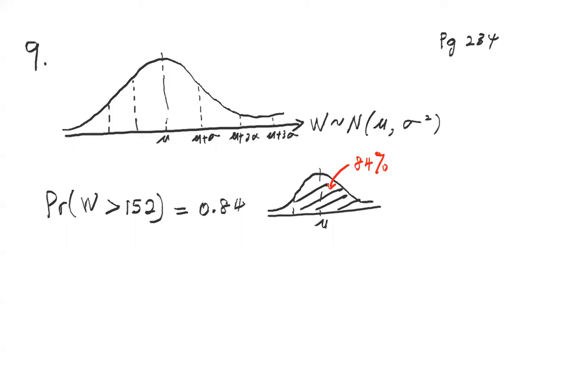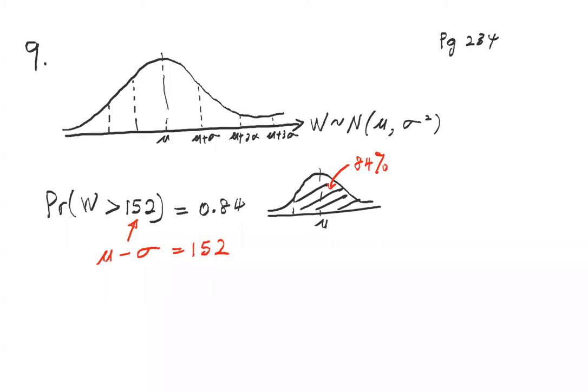Hao Zhe, can you tell me, 84%, is it mean minus 2 standard deviations or mean minus 1 standard deviation? Minus 1, correct. So that means I know that this 152 is mean minus 1 standard deviation. So I got one equation from that. You get me? Hello?